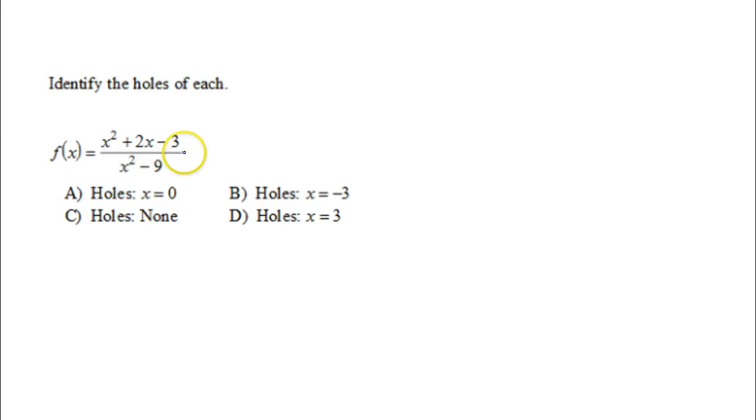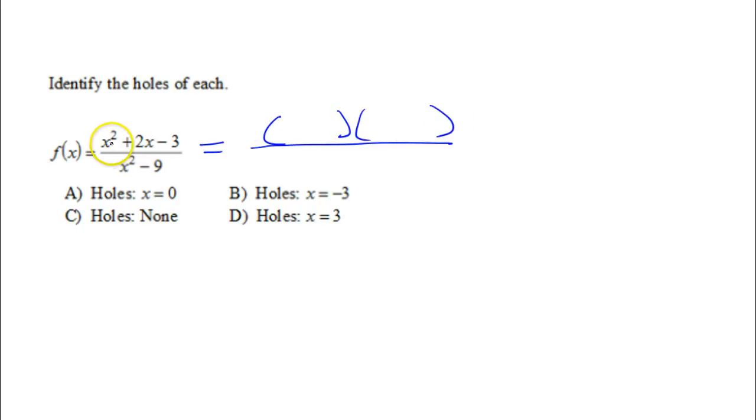Let us identify the holes, if any, in this graph, in this function. Holes happen when factors cancel out. So of course we're going to need to factor this to see if any factors cancel out.